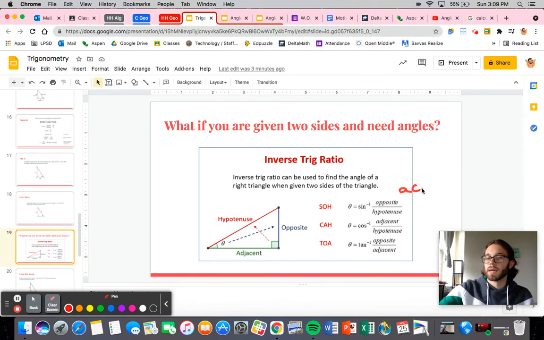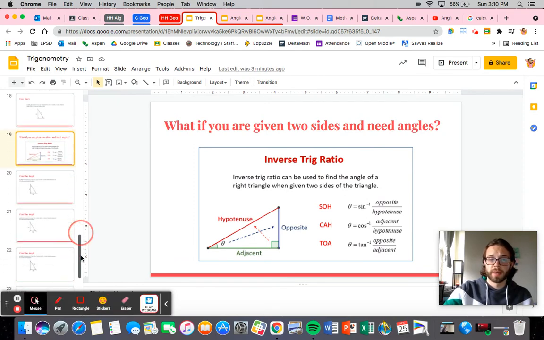It would be arc sine of your ratio, arc cosine, arc tan. All right, so those are just another way of writing them. But let's actually go through the process of how you do anything with this.